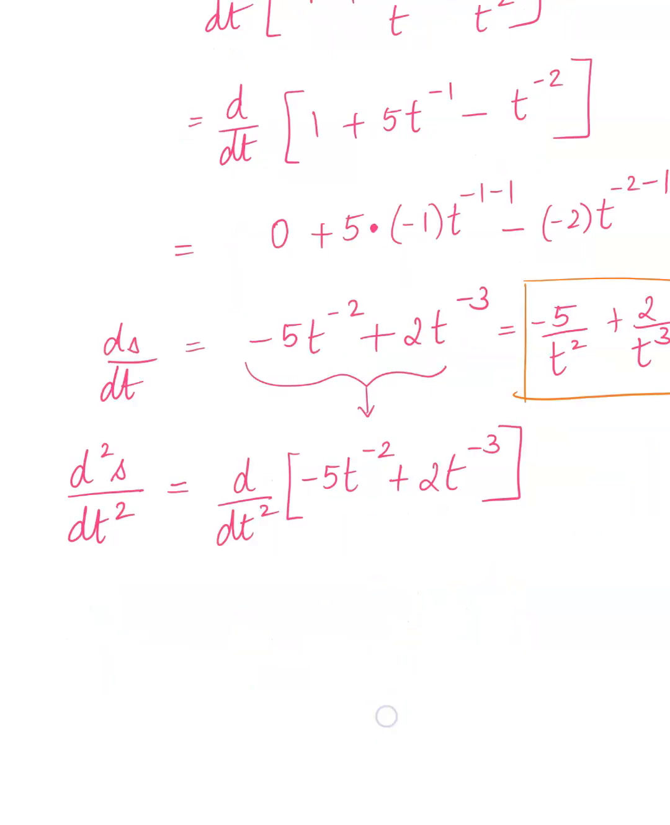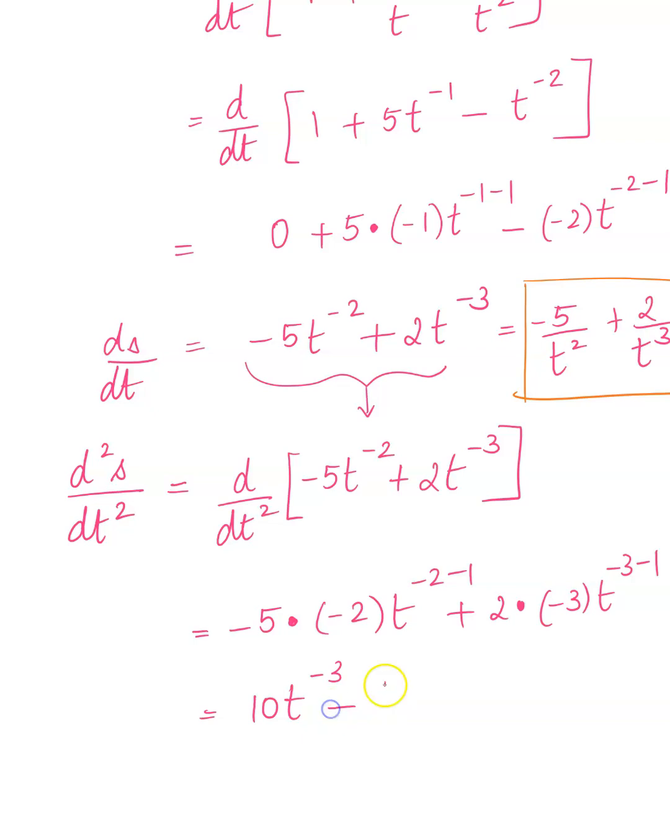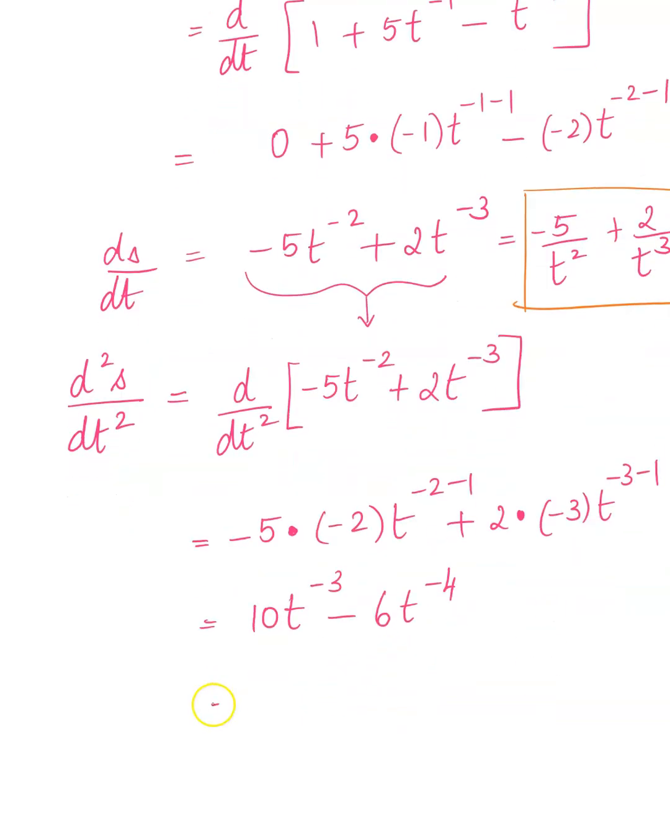Now take the derivative of this first derivative, because that will be your second derivative. That's negative 5 times negative 2 t power negative 2 minus 1, right? Power down times t power 1 less than the power, plus 2 times negative 3 t power negative 3 minus 1. So that makes it 10 t power negative 3 minus 6 t power negative 4. And then we write that also as positive exponents.